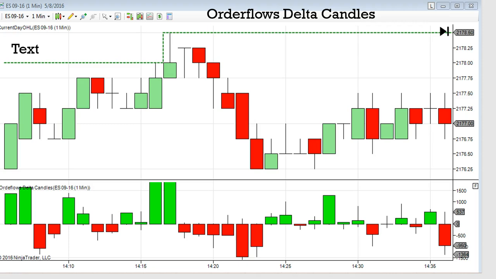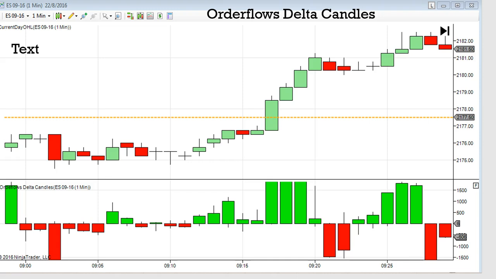Again, if you're not using delta in your trading, you're really leaving a lot of money on the table. You're leaving a lot of information out there that you could use for your trading. Even if you just find 1 or 2 trades a day using delta in your market, it's worth it.